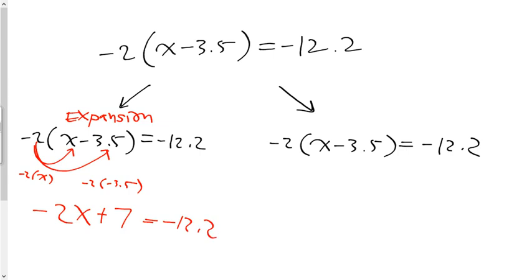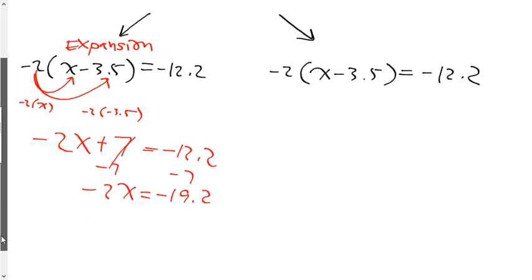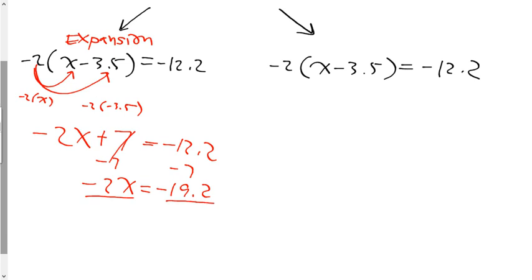Once we have that, we have an easy two-step algebraic equation. The only thing is the decimals in it. We're going to subtract 7 from both sides. -2x is equal to -19.2. And then once we have that, we're going to divide both sides by the coefficient. And x will equal 19.2 divided by 2, which is 9.6, correct? Positive 9.6. That's your solution.